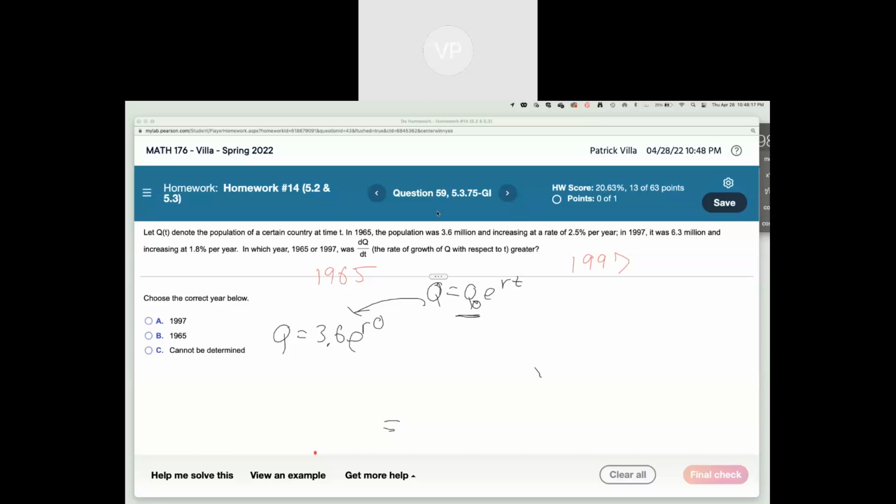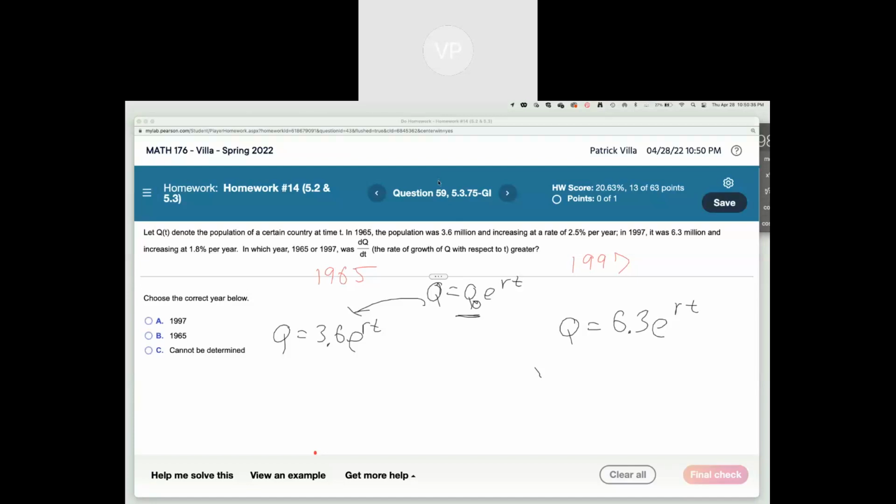Okay, the time is 0 right there, but I'm not going to worry about that right now. All I want to know is that I'm plugging in the initial value, 3.6. Over here, the initial value for 1997 is going to be 6.3 e to the rt. You're always going to be given some basic information to help build your equation. This is the equation right here, and then we have to use what they tell us. And like I said, we're treating this as two different problems.